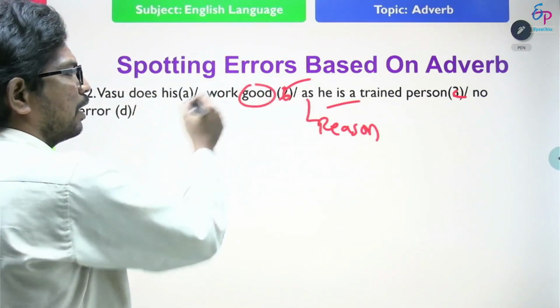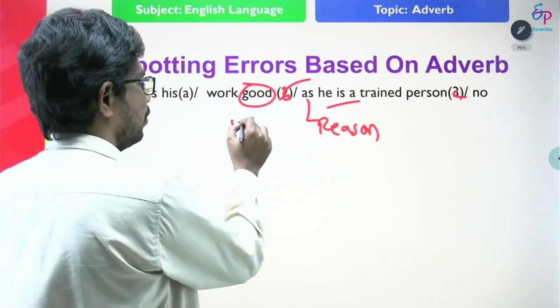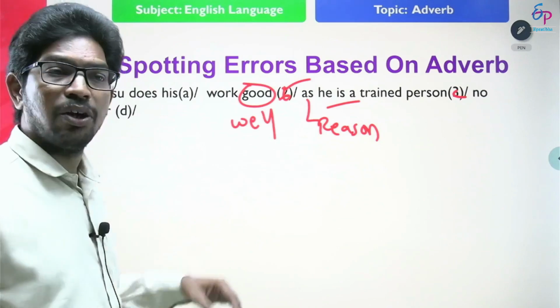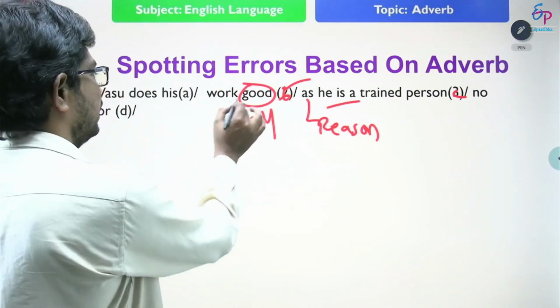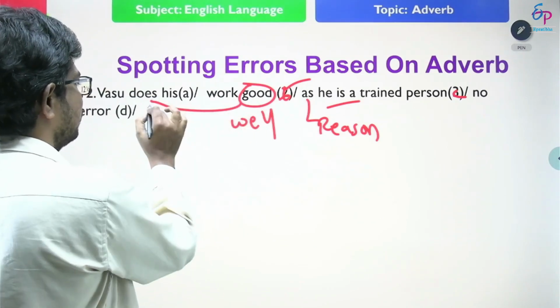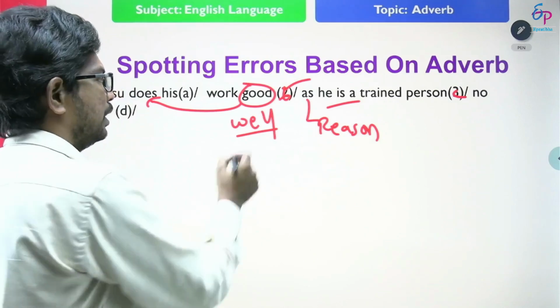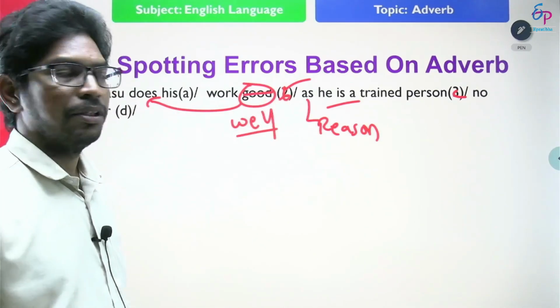Good is always used as adjective, not as an adverb. It is modifying the verb does. So adverb modifies the verb, not adjective. So what is the correct one? Vasu does his work well as he is a trained person. Error is at B.